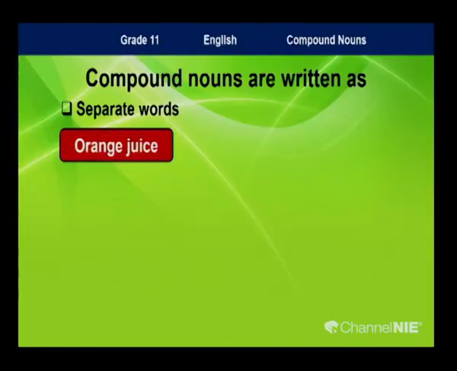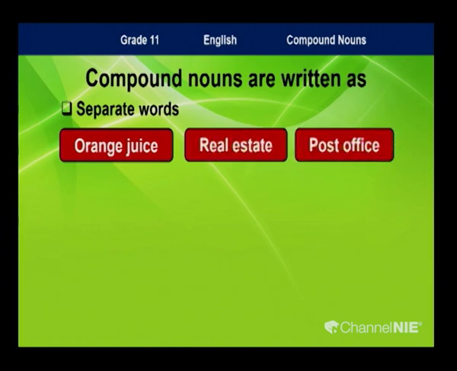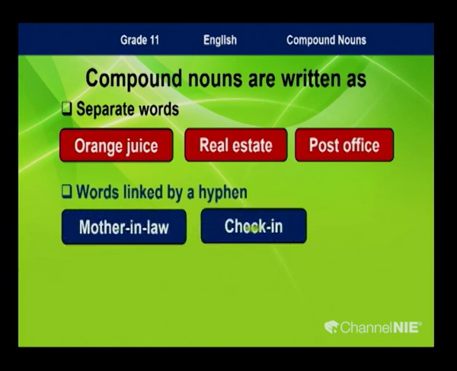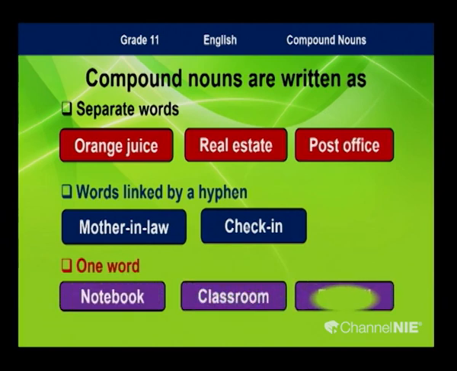Yes, I think you have already taught our students one way, where it stands as one and then as two separate words. What is the next one, sir? Good. Now that is what we are going to discuss in this slide. Some compound nouns stand as one word, some as two words, some as hyphenated words. Look at these examples. They stand as two separate words: orange juice, real estate, post office. And this one, mother-in-law, check-in, check-out. They stand as hyphenated words. And look at these three examples: notebook, classroom, and football. They stand as single words.